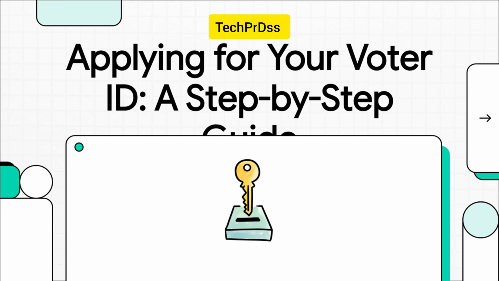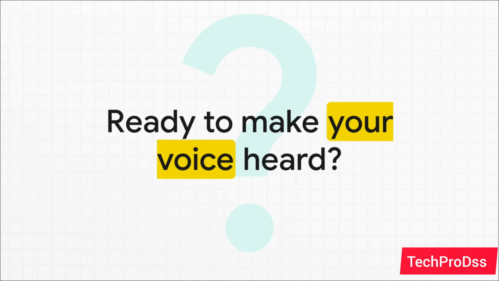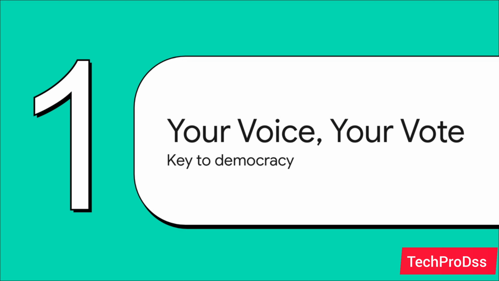Let's jump right in. Because really, that's what this is all about, right? Making your voice heard. This little card is your ticket to being part of the democratic process, and our whole goal here is to make getting it super clear and incredibly simple. So let's kick things off with the why. Before we get into all the clicks and taps, it's pretty important to get what this card actually represents. I mean, sure, it might look like just another piece of plastic in your wallet, but it's so much more. It's your official key to democracy, the one thing that proves you're a registered voter, ready to make your voice count.